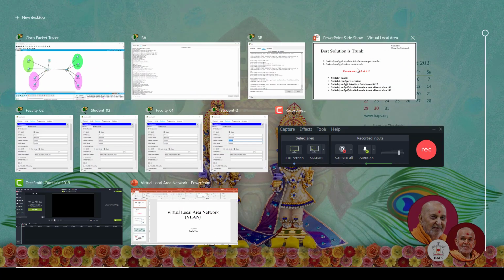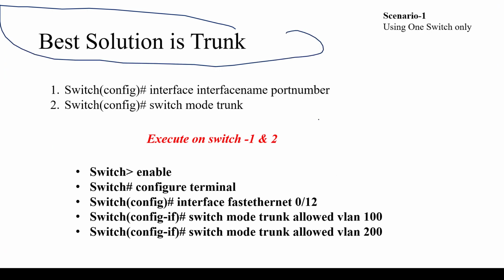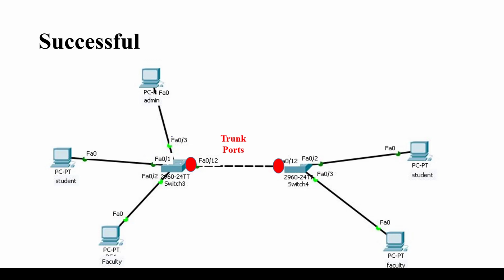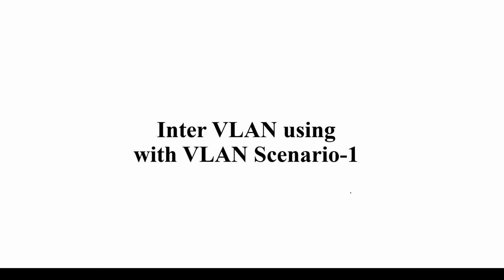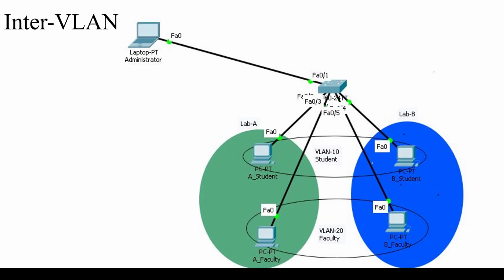So let's go. As I told you, this is the best solution for trunking the connectivity. See, this is the trunk part, right? So all your data of the student and faculty is merged together along with the tag and forwarded to the other side. Based on the tag, the switch is going to redirect your data to the specific VLAN, right? Now my next task is inter-VLAN configuration.